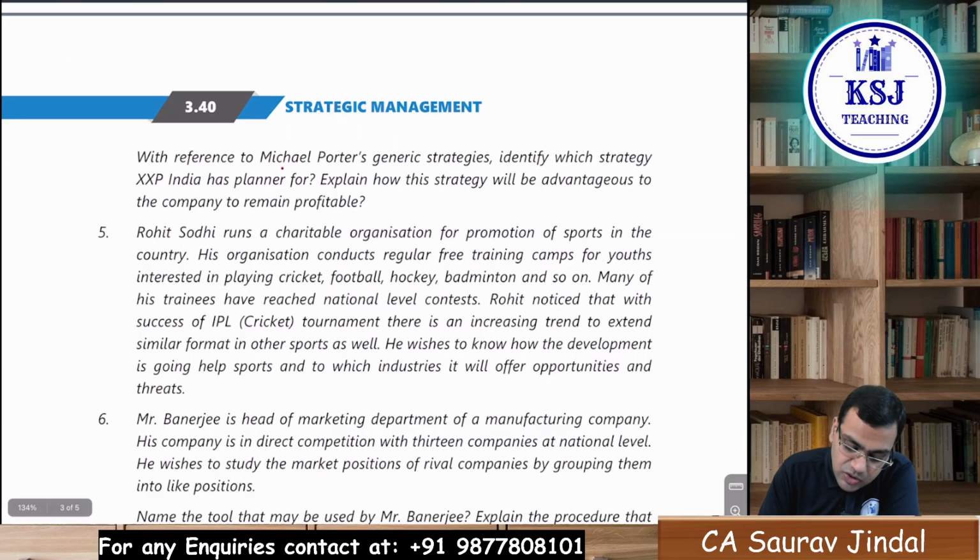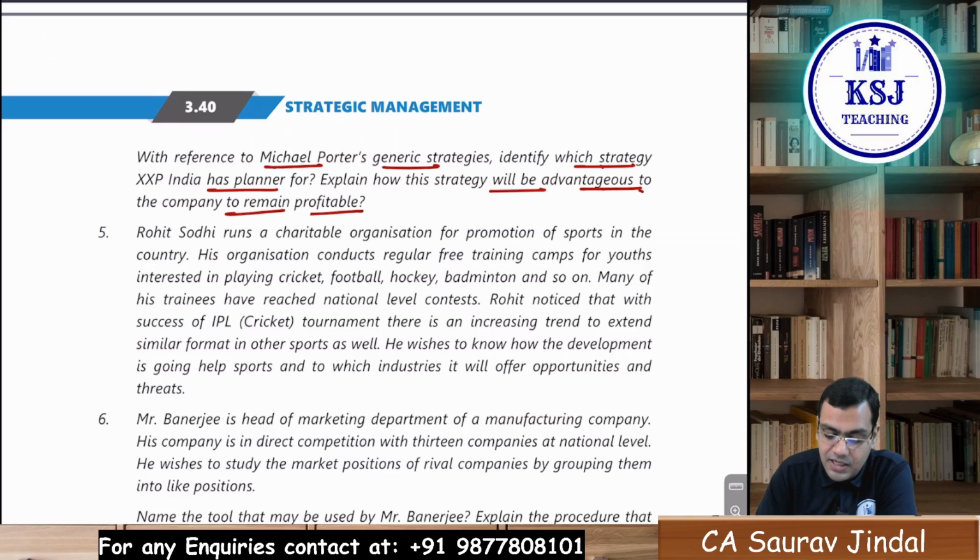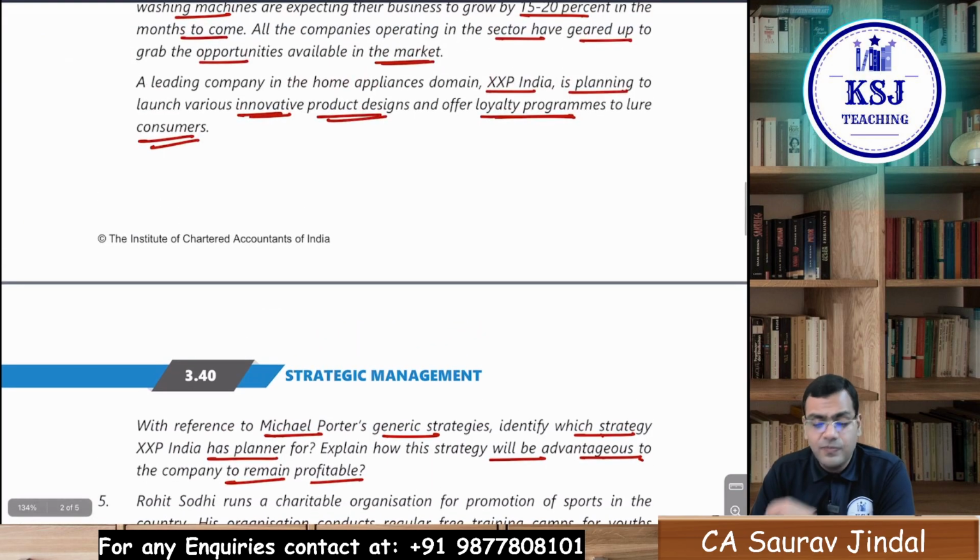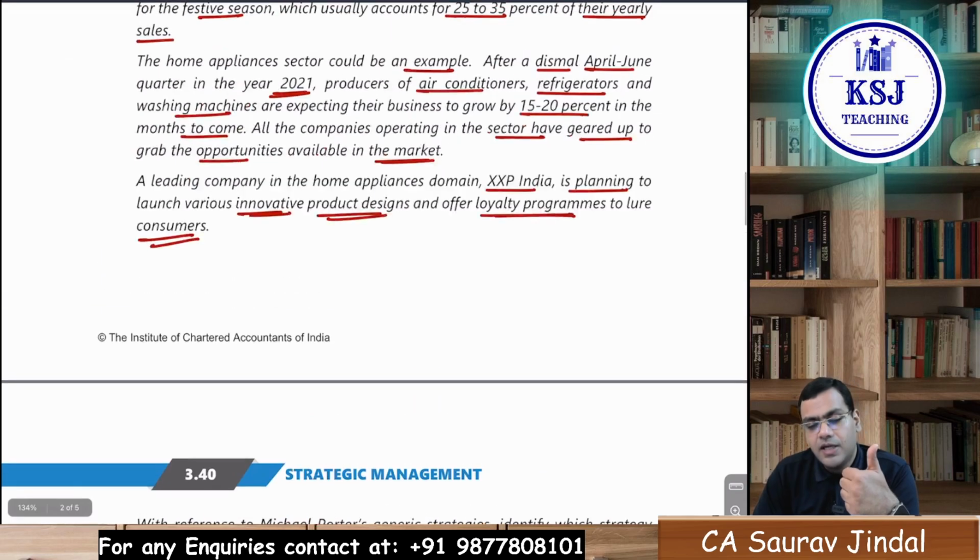With reference to Michael Porter's generic strategies, identify which strategy the company has planned for. Explain how the strategy will be advantageous to the company to remain profitable. Now again, there are three strategies. The first is cost leadership. Is it anywhere mentioned that this company is going to sell the products at a very low cost? No, sir. Then the differentiation strategy and the focused differentiation.